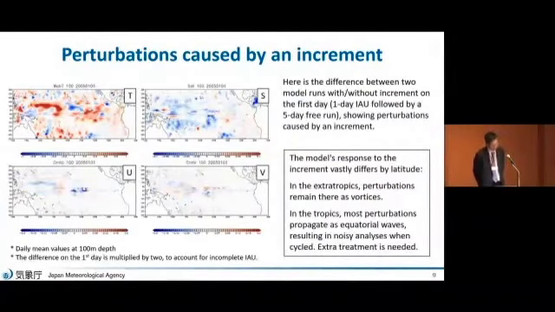So here is the difference between two model runs with and without increment on the first day, followed by a 5-day free run. It shows perturbations caused by an increment and how it evolves. If you look carefully, the model response to the increment vastly differs by latitude. In the extratropics, the perturbations caused by an increment remain there as vortices, so there is no problem. In the tropics, however, most perturbations propagate eastward or westward as equatorial waves, so it results in noisy analysis when the analysis is cycled. So we need extra treatment here.